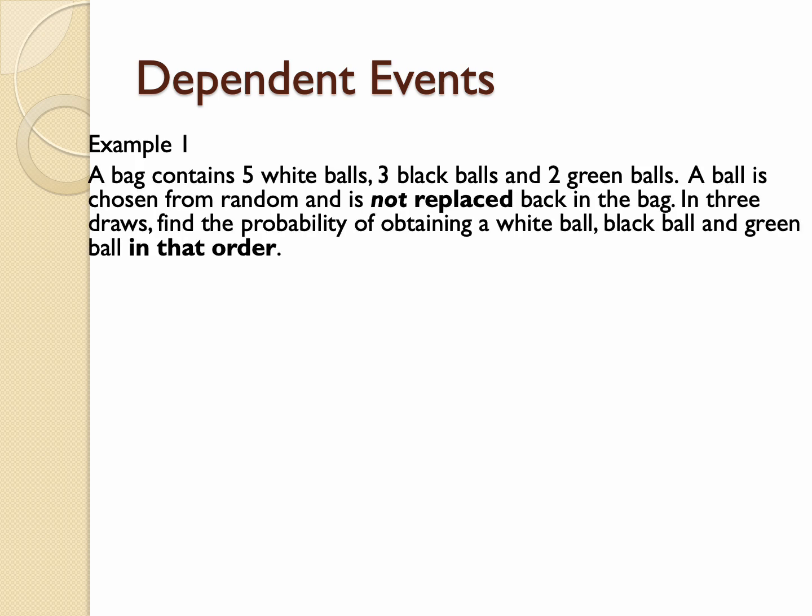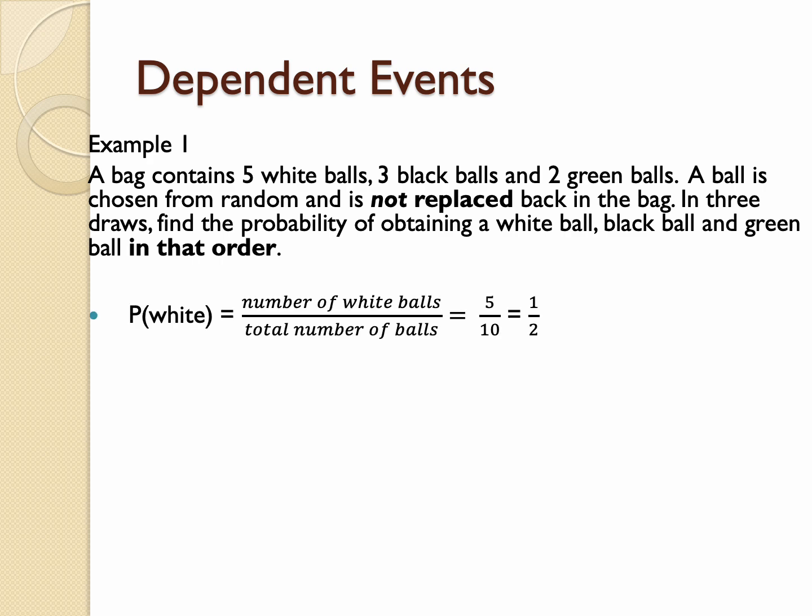Now suppose a bag contains 5 white balls, 3 black balls, and 2 green balls. A ball is chosen from the bag at random and is not replaced back in the bag. In 3 draws, find the probability of obtaining a white, a black, and a green ball in that specific order. So first we pick white. Its probability equals count of white balls divided by total balls. So that is 5/10 or 1/2.